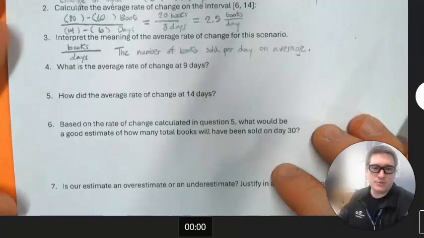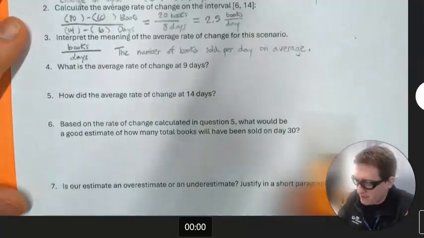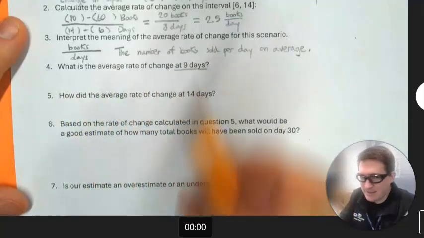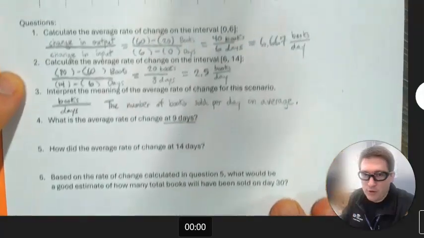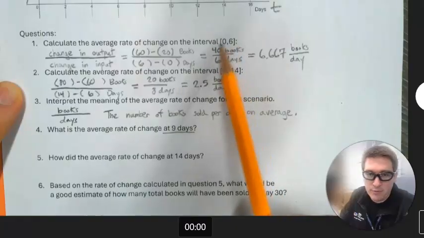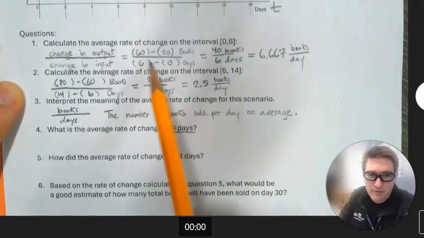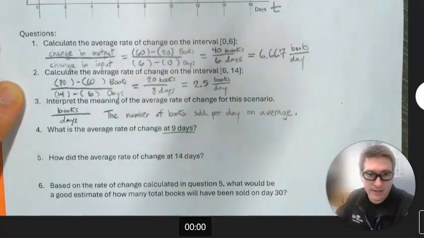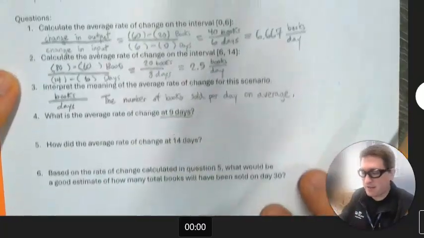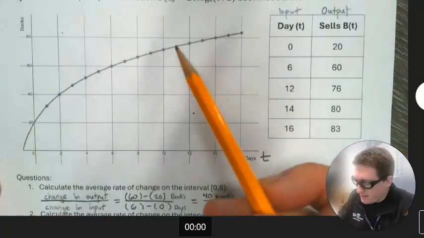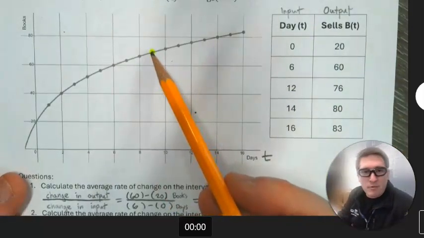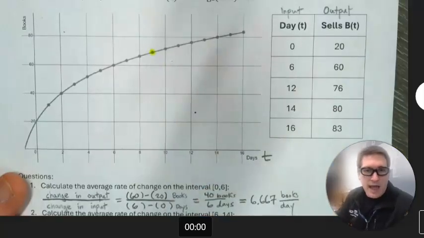All right, now we're going to introduce to you a new type of question that you've never encountered before. What is the average rate of change at 9 days? Now, you are used to calculating average rates of change on an interval where they give you 2 input values to use. And those 2 input values told us how to calculate it. But now they're asking us, find the average rate of change at 9 days. Well, let's look at that on the graph and where that's at. So the 9 days is this data point right there. So don't make the mistake of thinking that you're going to plug in this number twice. Let me show you what happens when you do that.